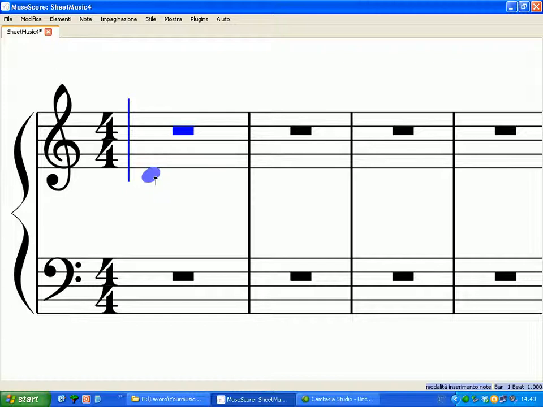occurs below the first line? So I mean that the middle C is a sound which we have to represent going down, going lower than the first line. So to resolve this problem, we have to introduce the ledger line.